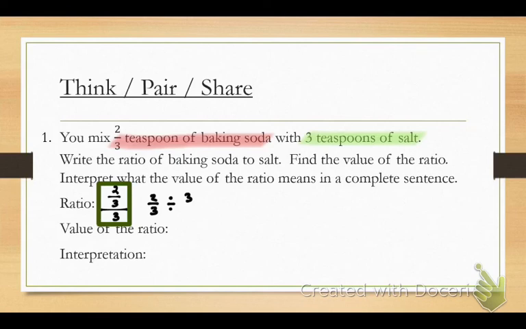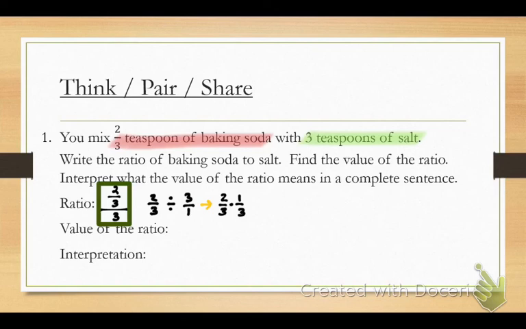Reagan, what can I put underneath that 3? A 1. Very good. Okay. Autumn, help me with what to do next. Keep the first one, flip the second one, and change the operation. Maddie, what should I do next? Okay. Is there anything I can cross cancel?